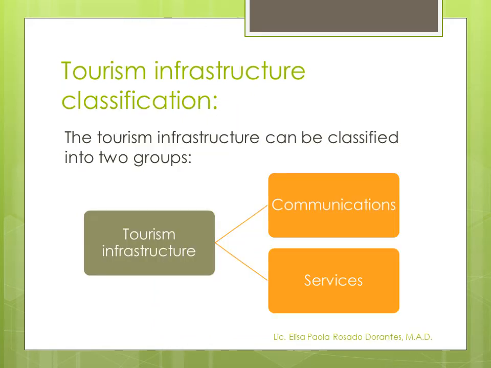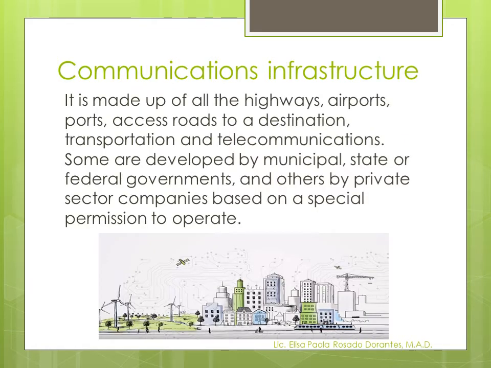Tourism infrastructure can be classified into two groups: communications and services. Communications infrastructure is made up of all the highways, airports, ports, access roads to a destination, transportation, and telecommunications. Some of them are developed by the municipal, state, or federal governments, and others by private sector companies based on a special permission to operate.